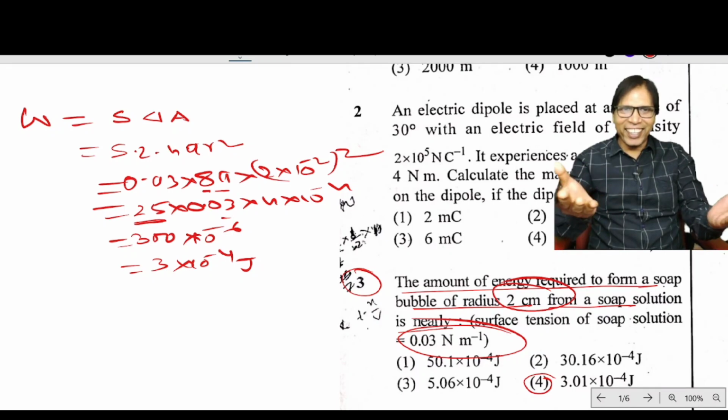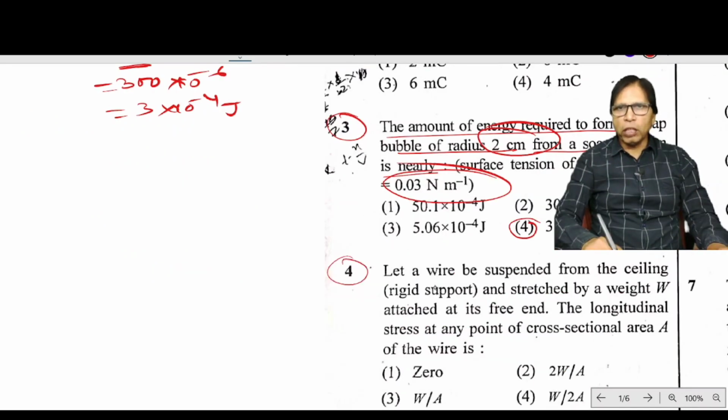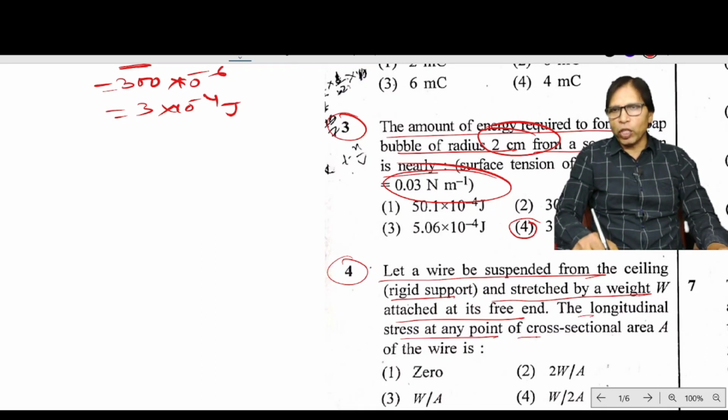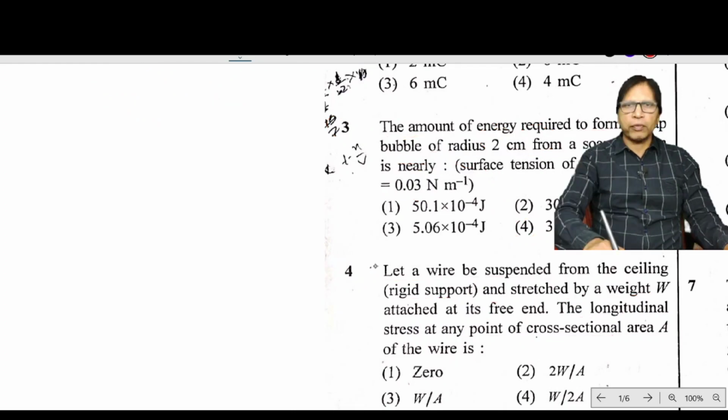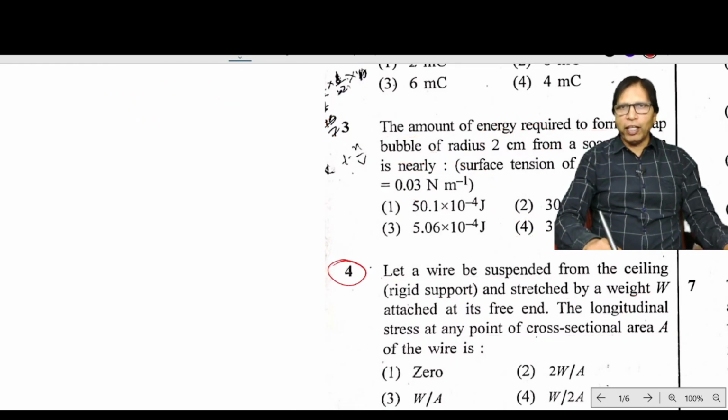Okay, understood. Next. Now, question number 4. Let a wire be suspended from a ceiling, rigid support, and stretched by weight W attached to its free end. The longitudinal stress at any point of cross-section area A of the wire is equal to what?